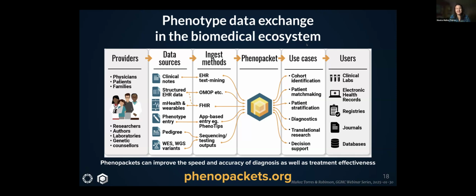databases and registries. And their implementation can provide speed and accuracy of diagnosis as well as treatment effectiveness, and can facilitate cohort identification, patient matchmaking during clinical trials, and just in general improve the data landscape, facilitating the creation of tools and algorithms that, as they start to find their way into databases and web-based tools.